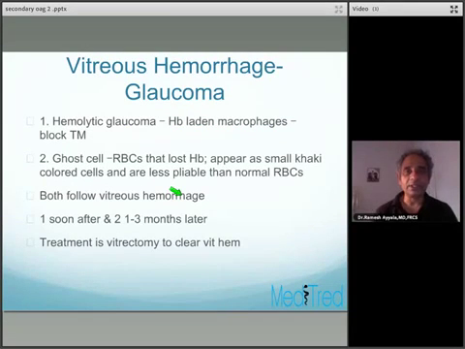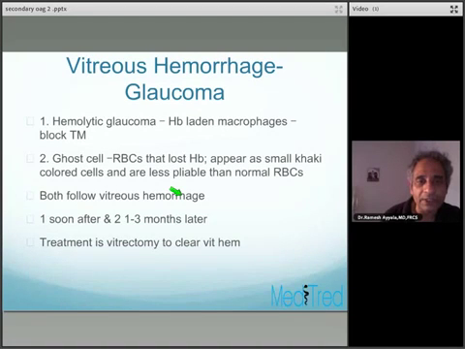Vitreous hemorrhage can sometimes present as glaucoma, hemolytic glaucoma or ghost cell glaucoma, depending upon the stage of the vitreous hemorrhage. Hemolytic glaucoma is where hemoglobin-laden macrophages escape into the anterior chamber and block the trabecular meshwork and cause the glaucoma to happen. It is typically seen in patients with vitreous hemorrhage, say following trauma, in an aphakic eye or a pseudophakic eye where there's communication between the anterior chamber and the posterior chamber.